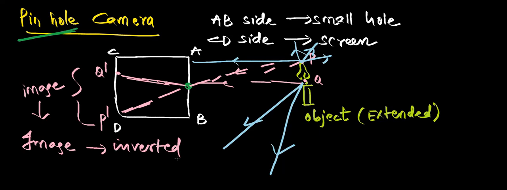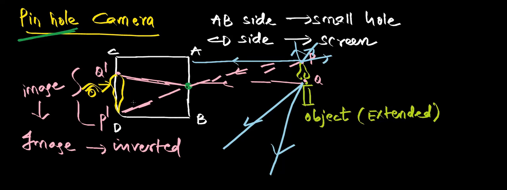Clear with this point? Any doubt in this? No, ma'am. So this is your pinhole camera concept. You take an object, for a box you keep a hole on one side, on the other side you keep a screen, and you observe from this direction. This is your eye, you will be observing from this direction so that you will see the image. This is how the inverted image is formed.